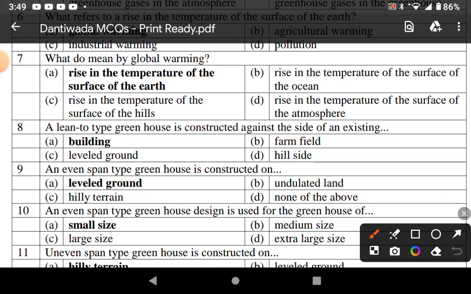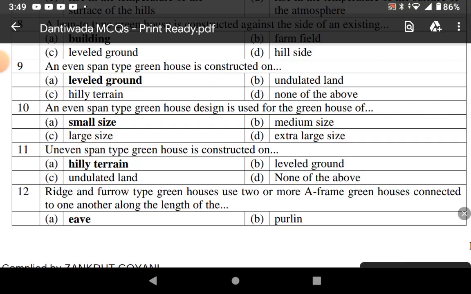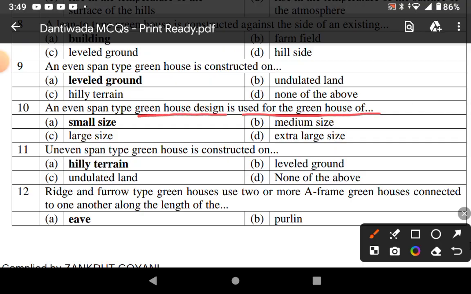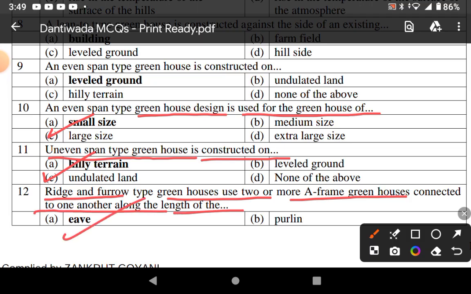Lean-to type greenhouse is constructed against side of an existing building. Even span type greenhouse is constructed on leveled ground. Even span type greenhouse design is used for greenhouses of small size. Uneven span type greenhouse is constructed on hilly terrains. Ridge and furrow type greenhouse: two or more A-frame greenhouses are connected to one another along the length of eave.